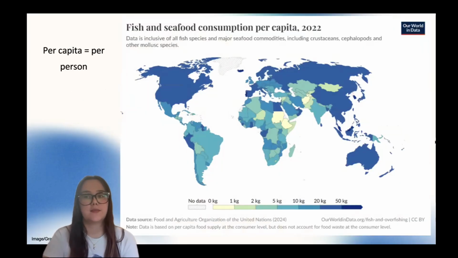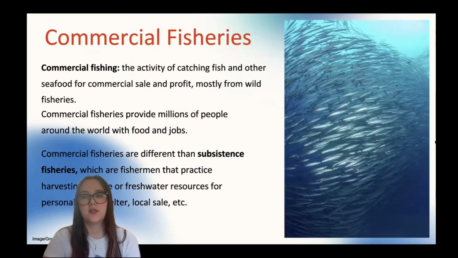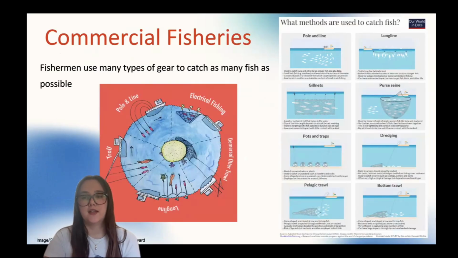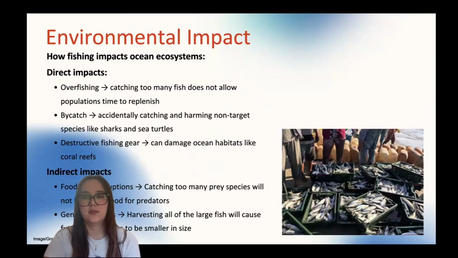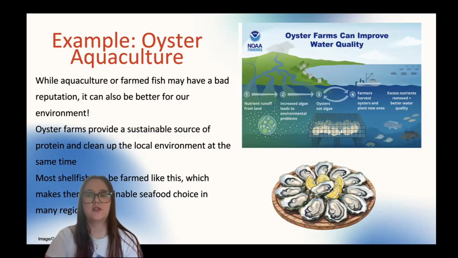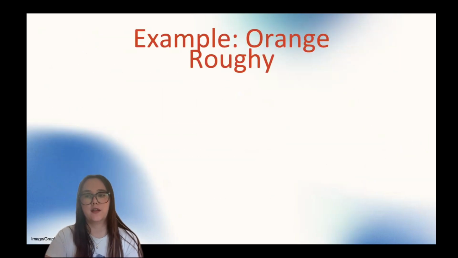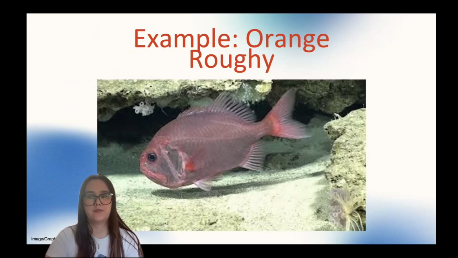The lesson plan begins by introducing students to recent data regarding seafood consumption in the United States. They learn the difference between commercial fisheries and subsistence fisheries, as well as the environmental impact that fisheries have on ocean ecosystems. They will also be introduced to examples of species that have been historically farmed or fished, like the oyster or the orange roughy.